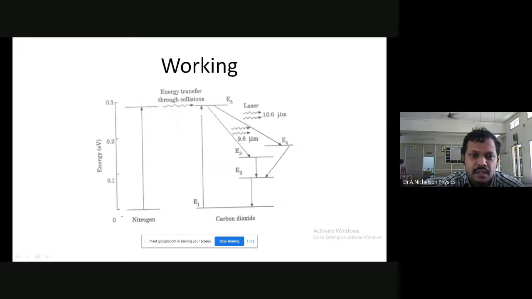At first, due to the electric discharge method, the electrons collide with the nitrogen, which moves towards the excited state. So the nitrogen now collides with the carbon dioxide molecule. Now the carbon dioxide molecule moves towards the higher energy state. So you can write this as two different equations.